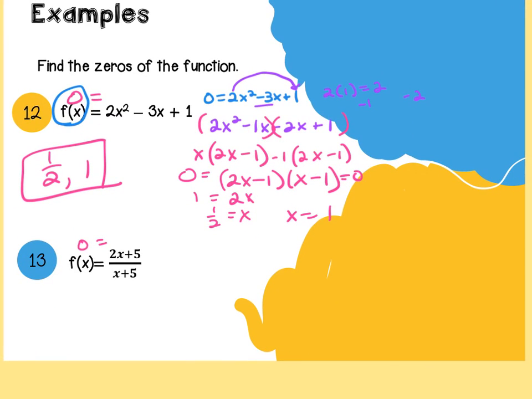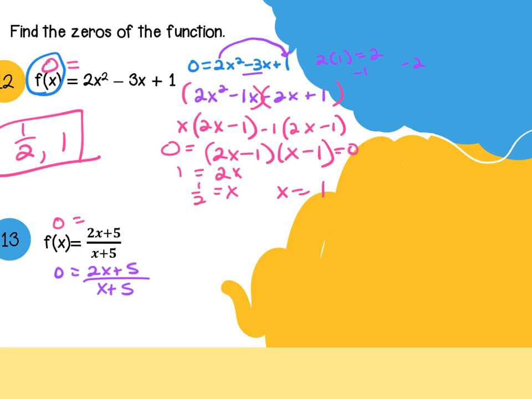Go to 13. This time 0 equals 2x plus 5 over x plus 5. So we split. I would multiply both sides by x plus 5. It's going to cancel out. And I get 0 equals 2x plus 5. 2x equals negative 5. And x equals negative 5/2.